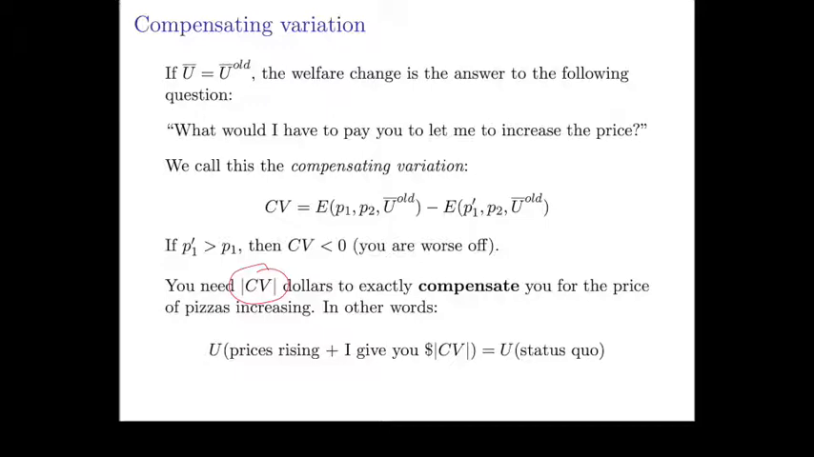To repeat what I've said before, you would be indifferent between having the price rise and having me give you this many dollars, or having the status quo where nothing changes. Both situations give you the same utility level. That's what the compensating variation tells us. So what is the quantity of money I would have to give you for you to be indifferent between those two scenarios?